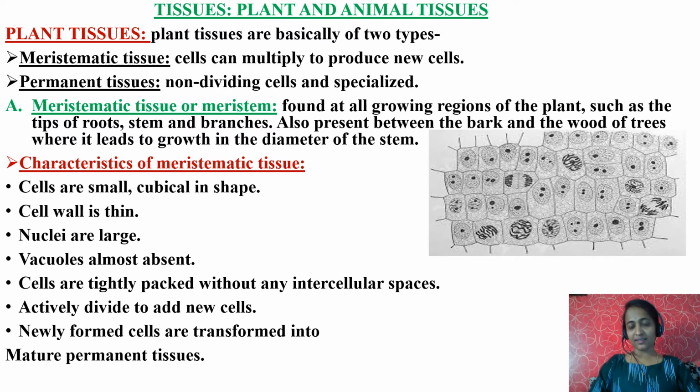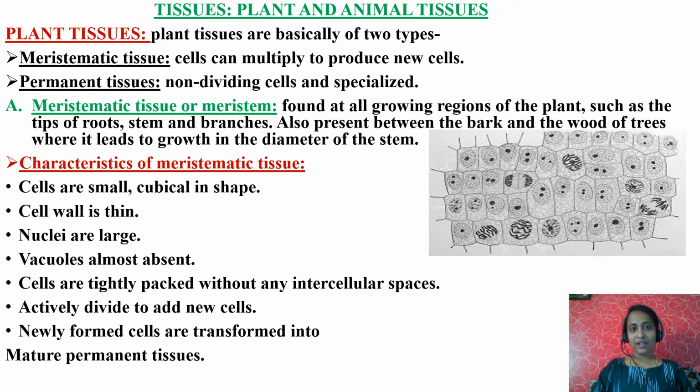Then what is an organ? A group of tissues which perform the same function. Organ system: a group of organs which perform the same function. Now you come to know the difference between cell, tissue, organ and organ system. Yes, now let's discuss plant tissues.